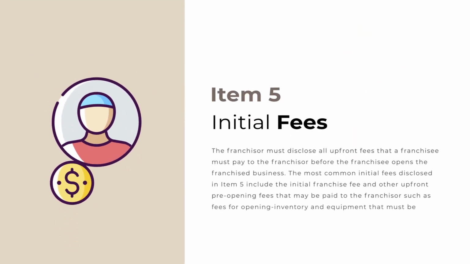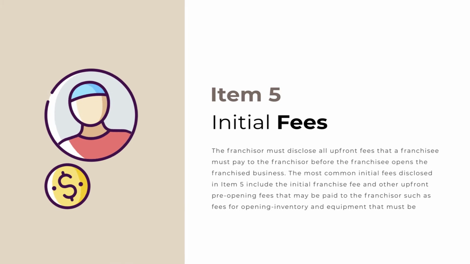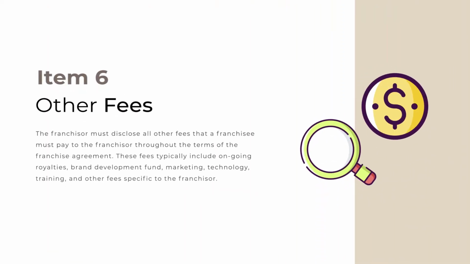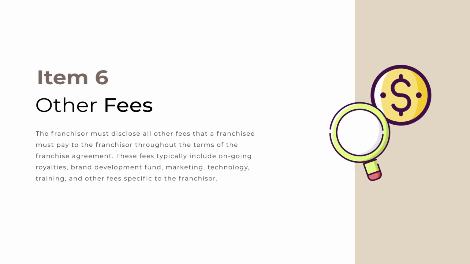You should already have outlined this with the brand on their unit economics call. Item 6 will go into other fees, which is important because it might include things like advertising, technology fees, software fees, and things that may not have been brought up on your unit economics call.